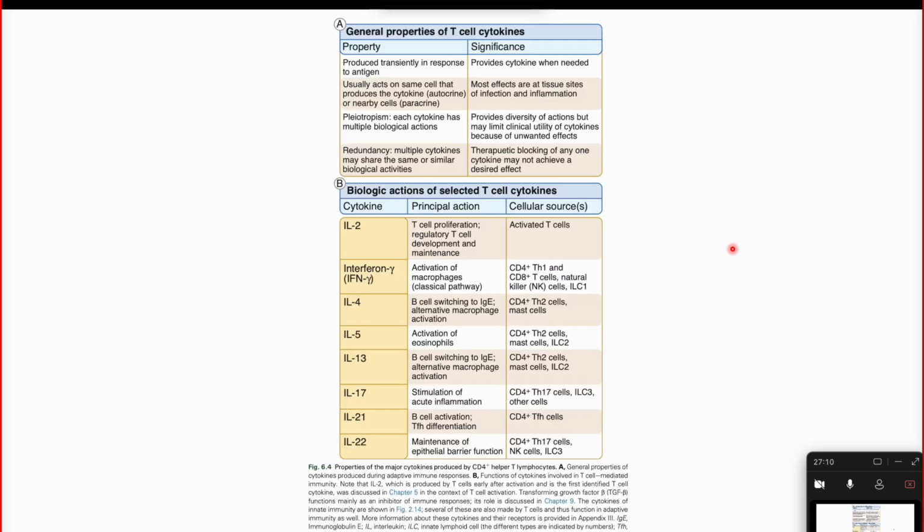Now the general properties of T cell cytokines. So why we need T cell cytokines, till now it is clear for you, and why we have so many different cytokines. You can see a brief summarization of such cytokines, what are their functions and from which source these cytokines are secreted.